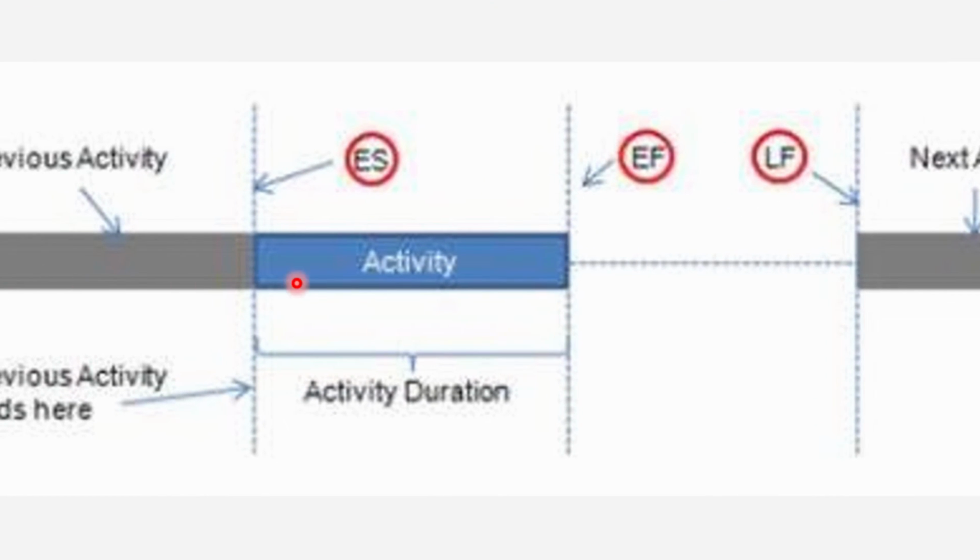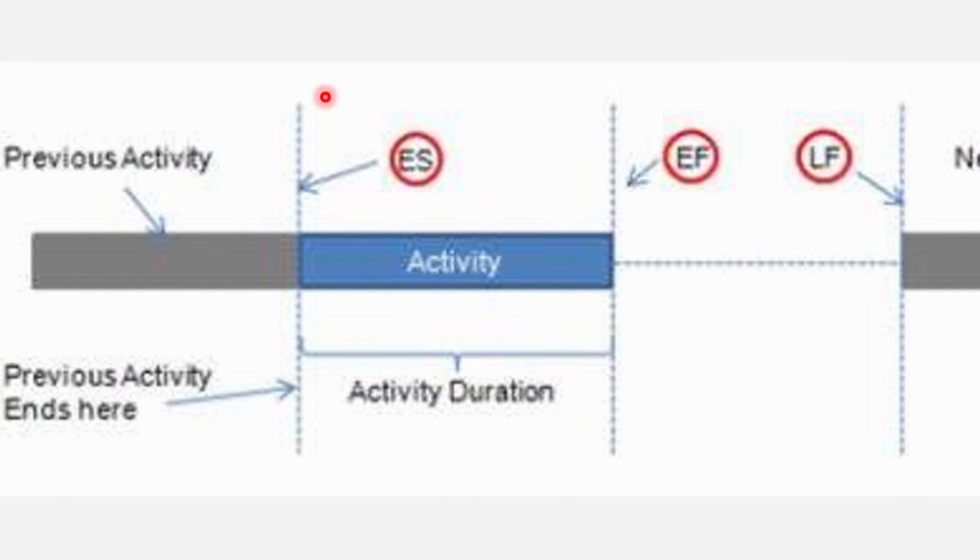Yesterday we were talking about the early start and other things. Suppose you have a previous activity, and this is the place where your activity can start at the earliest. If you add the activity duration, you get the time at which you're going to finish. On the x-axis, you have the various units of time. So you are going to have free time here. This is called float or slack.